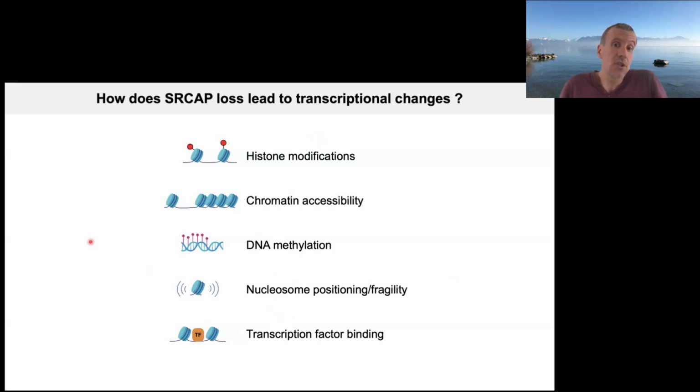Surprisingly, we didn't see major changes in DNA methylation, suggesting that at least in the very short term, simply removing H2A.Z from chromatin does not elicit a rapid change in DNA methylation. If there is any causal link between these two, it's probably occurring on a longer time scale. We also looked at nucleosome positioning and fragility, and here we also didn't see major changes. Even though H2A.Z was associated with fragile nucleosomes, we actually saw a slight increase in fragility when H2A.Z was replaced with H2A, which was also surprising to us.